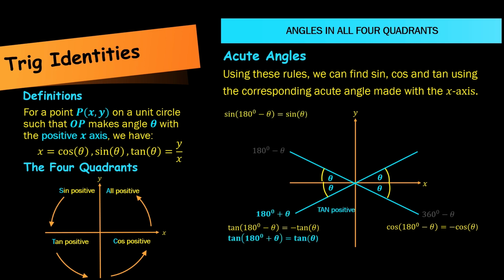However, if we're considering 180 degrees plus theta, we have that tan is positive. So tan of 180 plus theta is equal to tan theta. However, the case for cos and sine is different. Cos of 180 plus theta is minus cos theta, and similarly, sine of 180 plus theta is minus sine theta.